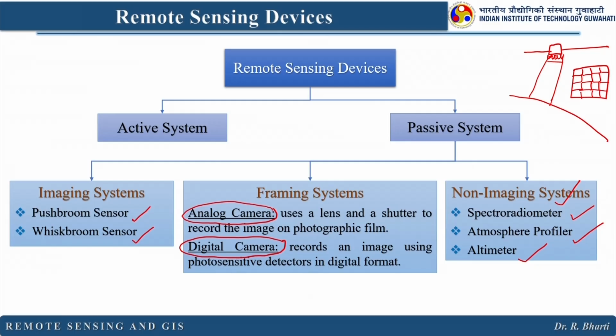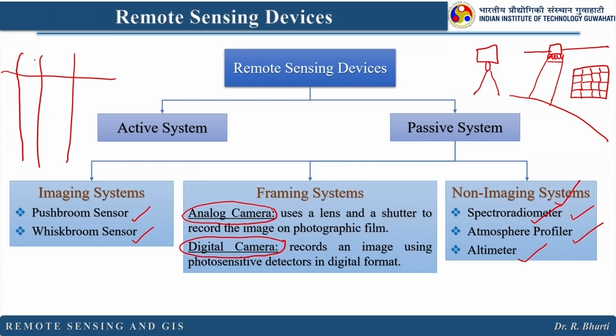But in the case of a non-imaging system, part of this sensor has been designed to be used on the ground. So, what happens here? You have a sensor and here you can see only one particular area at a time. So, what will be the output? You will have values, right? So, if we are talking about this spectroradiometer, then we can have two columns. One will be your wavelength and another will be your reflectance.